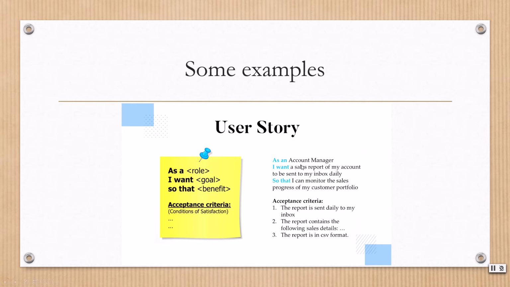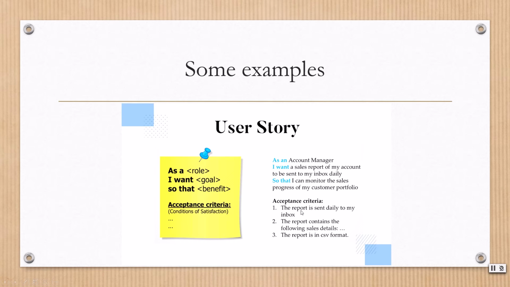For example, as an account manager, I want a sales report of my account to be sent to my inbox daily, so that I can monitor the sales progress of my customer portfolio. So that is the purpose. It's just like the title. And the acceptance criteria: number 1, the report is sent daily to my inbox. Number 2, the report contains the following sales details, and so on. And number 3, the report is in CSV format. So you got this point.